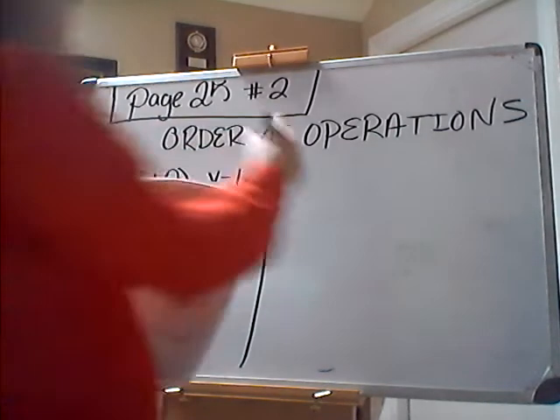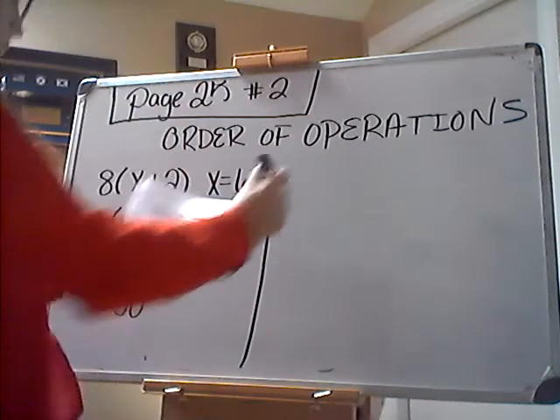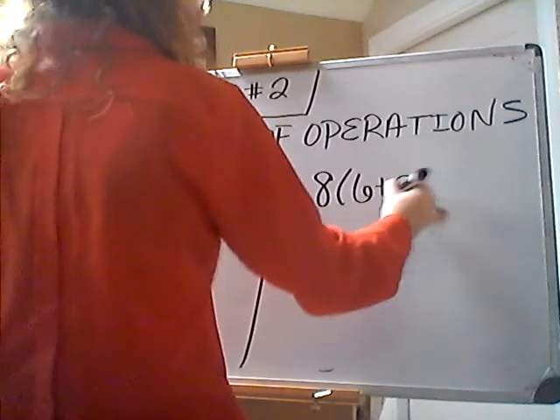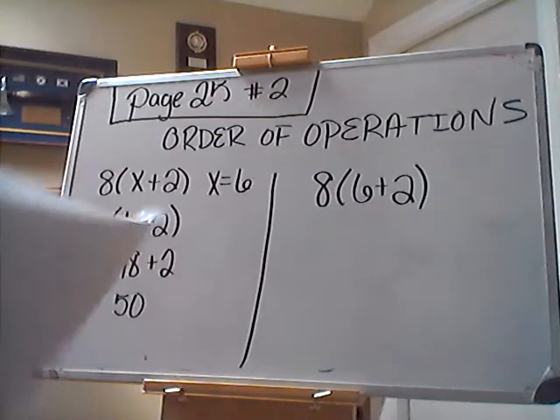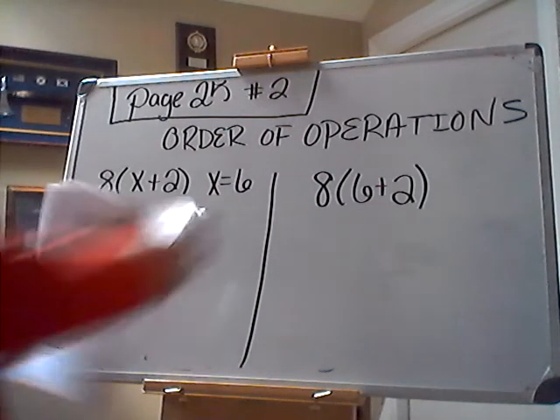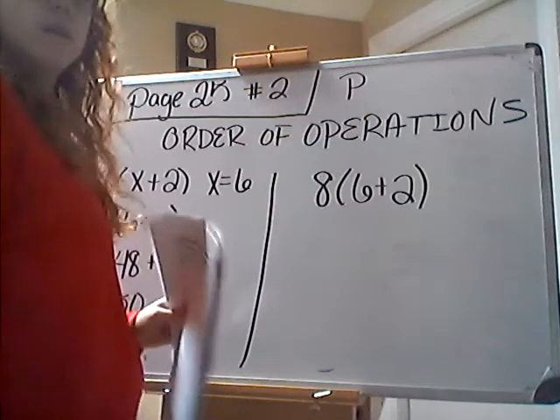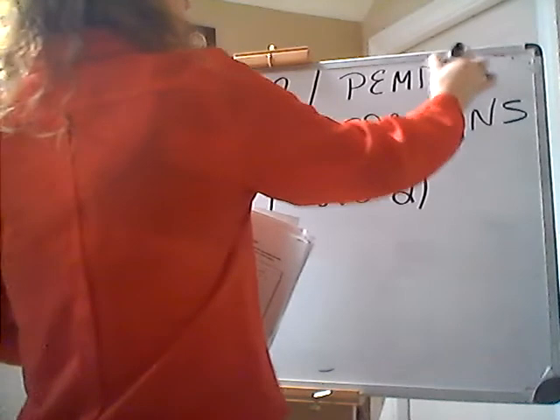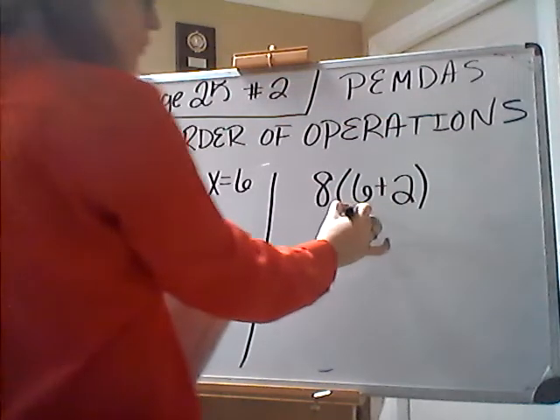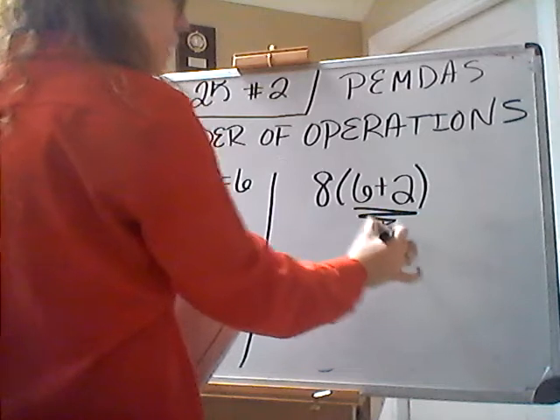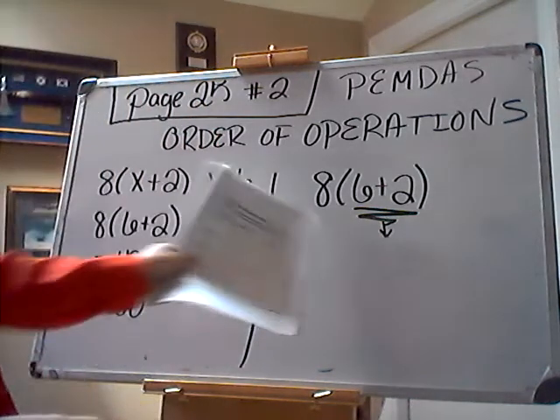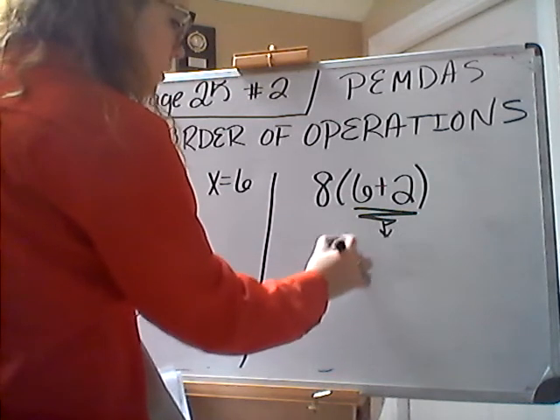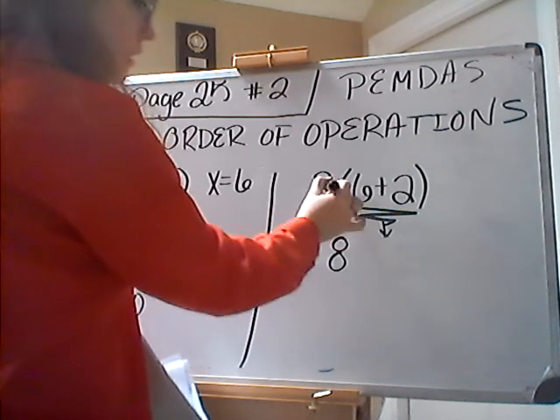Now we're going to work it ourselves and see if we agree with that. 8 times 6 plus 2. Let's think about the order of operations. Order of operations is PEMDAS, where P stands for parentheses or grouping. We have that. We have to do what is inside the parentheses first. That means we have to add 6 plus 2 before we can multiply by 8. 6 plus 2 is 8, actually.